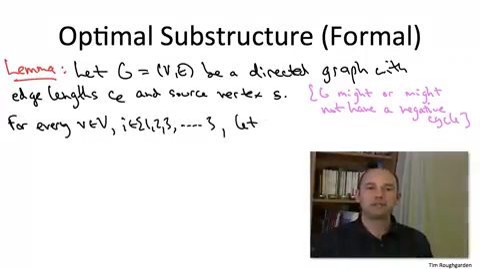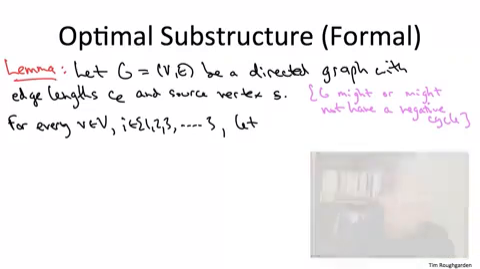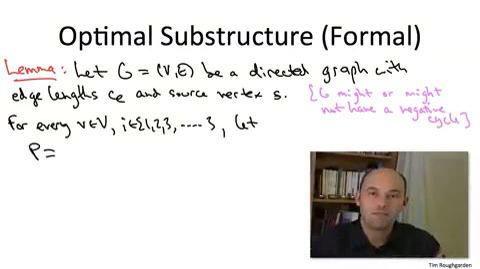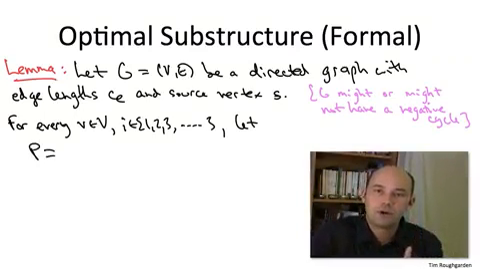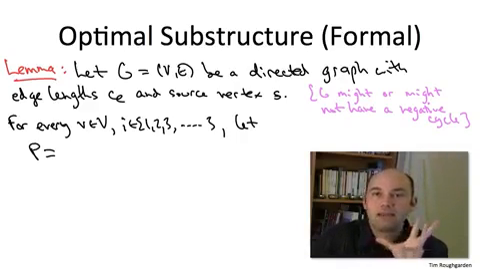So for every possible destination V, and for every possible edge budget I, a positive integer, 1 or bigger. Suppose that P is an optimal solution, meaning amongst all paths that start at S, that end at V, and that contain at most I edges, amongst all of those paths, P has the minimum sum of edge costs, the minimum length.